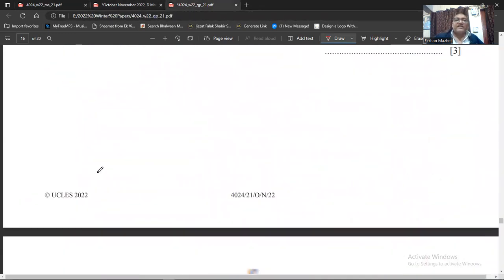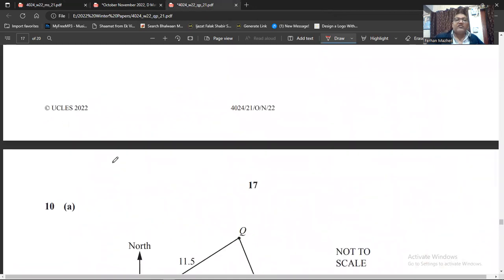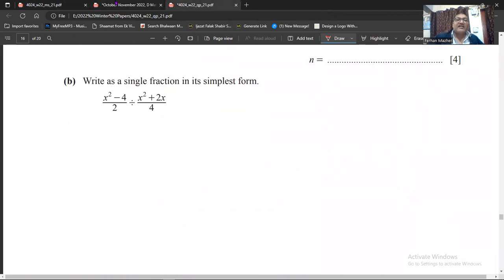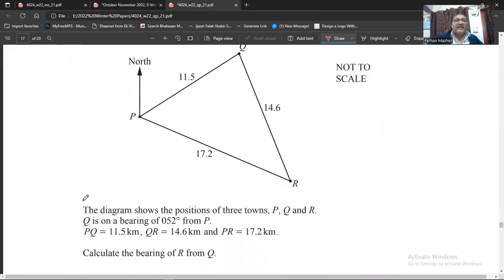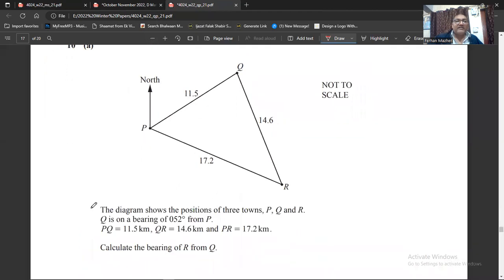Okay, so we are going to the next question. Question number 9 is done, and this is the solution of question number 9, B part. So we are on question number 10, the A part, and what does it say?